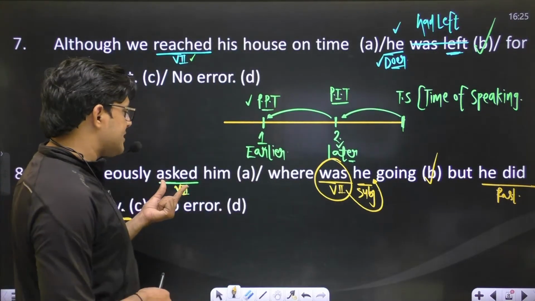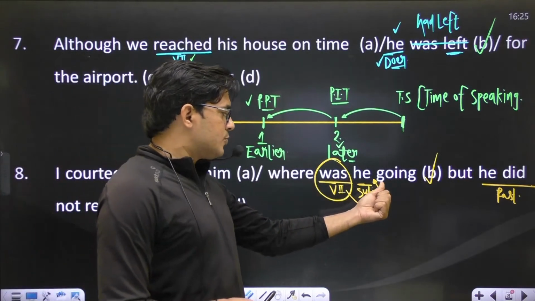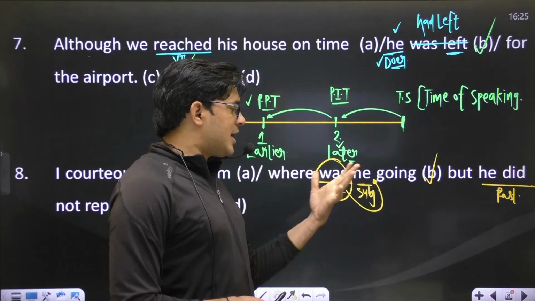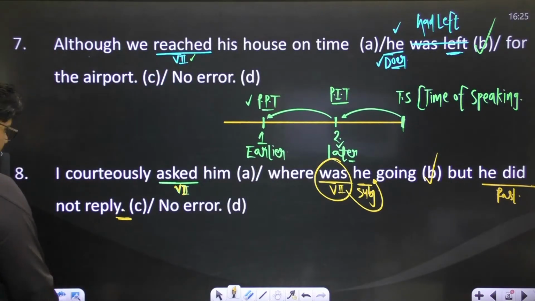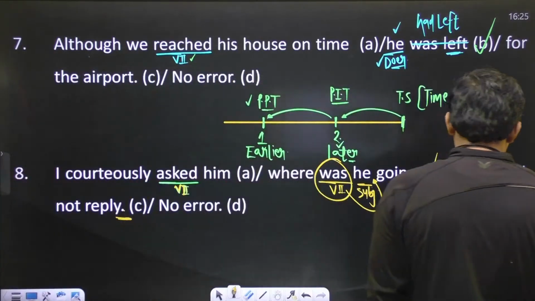And the first sentence is in past tense, second will also be in the past tense. Use this verb after the subject, he was going, speak like this, error will be in part B. Okay, move to the next sentence.